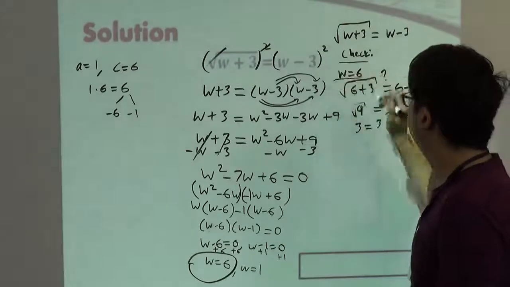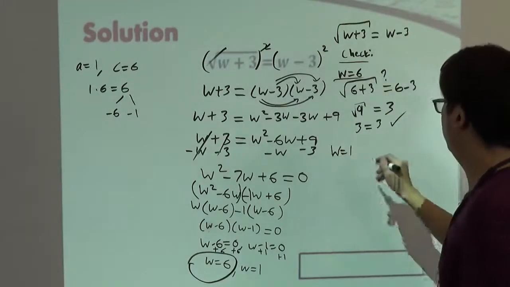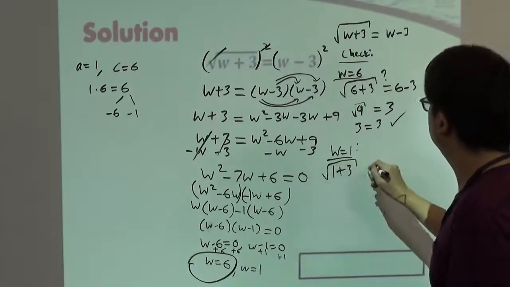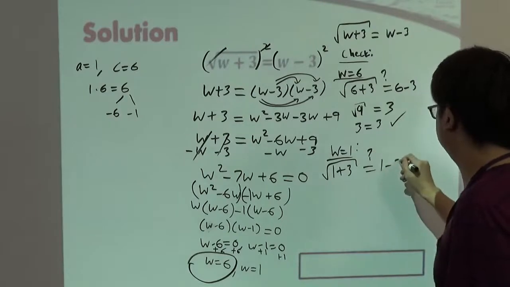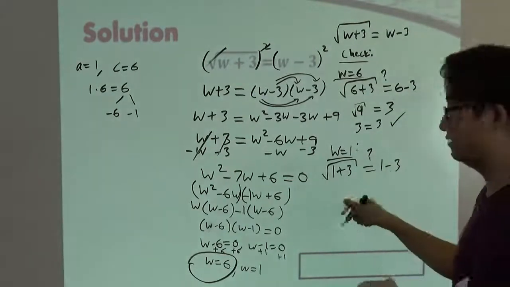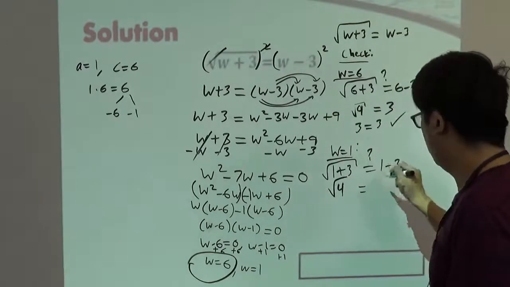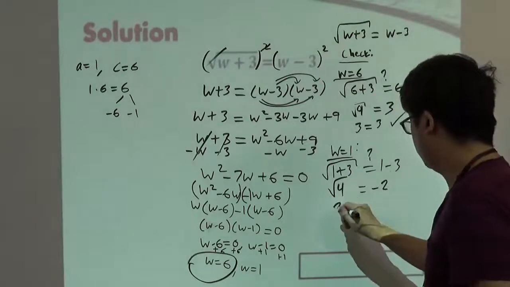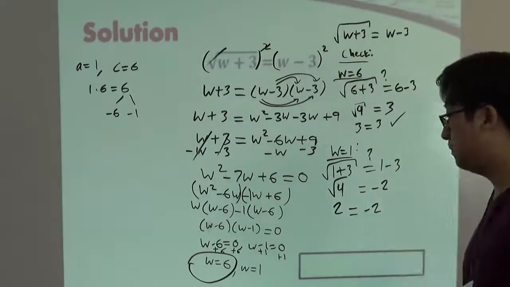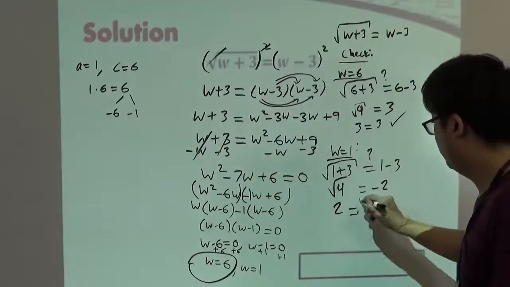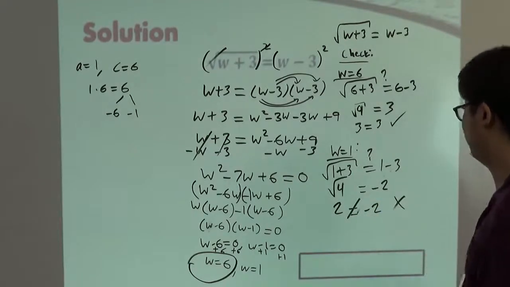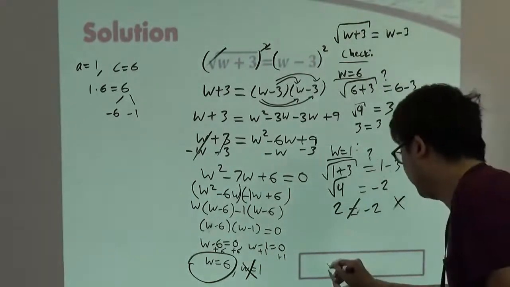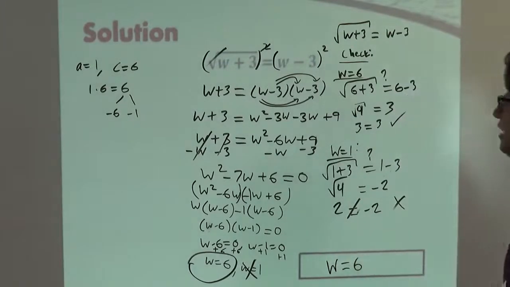Let's check when w is 1 though, right? What happens when you have w equals 1? So you have the square root of 1 plus 3. We're checking that's equal to 1 minus 3. So 1 plus 3 is 4. 1 minus 3 is negative 2. Square root of 4 though, that's 2. So we're saying 2 is equal to negative 2, but that's incorrect, because 2 is not equal to negative 2. So in this case, that would be false. So that would be wrong. So in our case, the only answer would be w equals just 6.